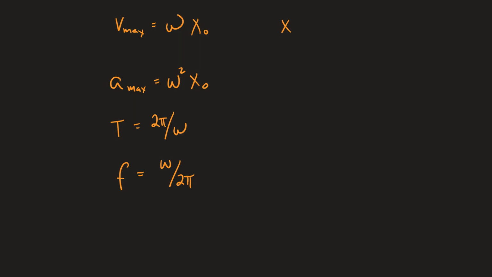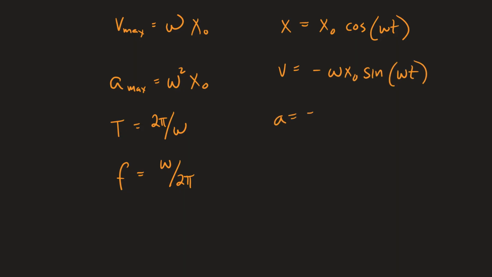For our motion equations, x equals x naught times the cosine of omega t. V equals minus omega x naught times the sine of omega t. A equals minus omega squared x naught cosine omega t.